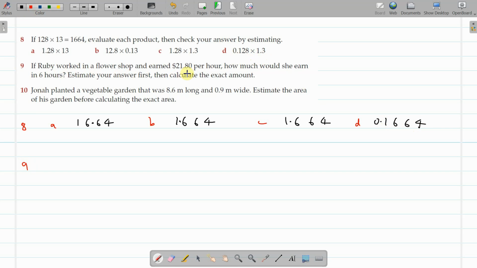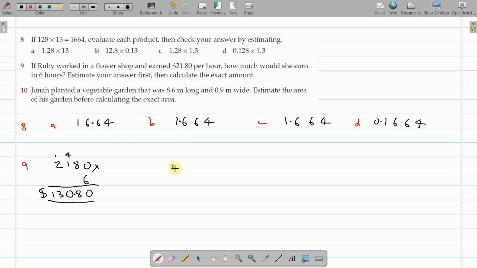Ruby worked in a flower shop and earned $21.80 per hour. How much will she earn in 6 hours? That's $21.80 times 6. Let's do it the standard way by taking out the decimal point and see what we come up with. 6 times nothing is nothing. 6 times 8 is 48. 6 times 1 is 6 plus 4 is 10. 6 times 2 is 12 plus 1 is 13. And we have 2 decimal places there and none there, so 2. $130.80.